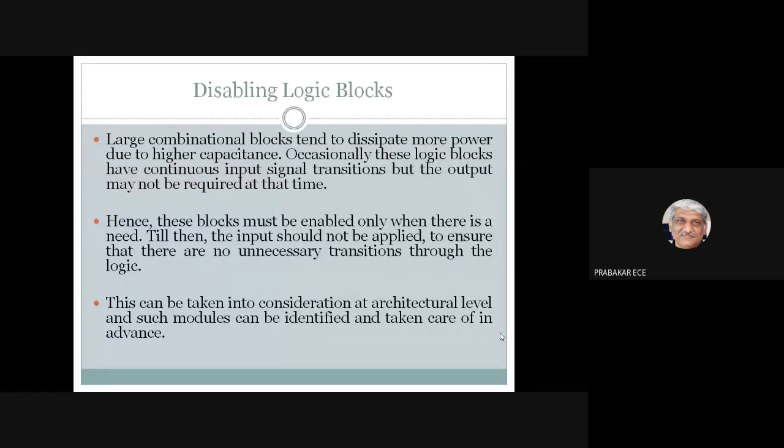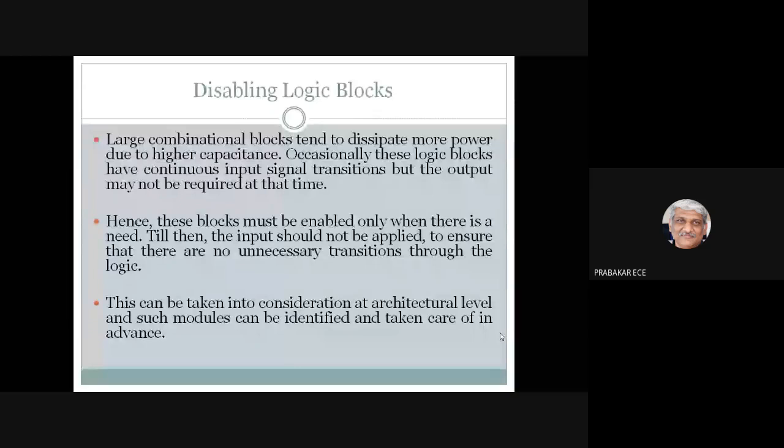Here, the large combinational blocks normally tend to dissipate more power because they have higher capacitance. These logic blocks have continuous input signal transitions, but the output may not be recorded at that time. So there will be some inputs, but the output may not be recorded. Supposing we have 32-bit data and you use a register, then for every data you'll have 32-bit registers, and all the transitions will be taking place. All the 32 registers will be giving transitions.